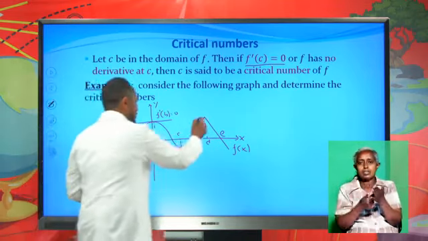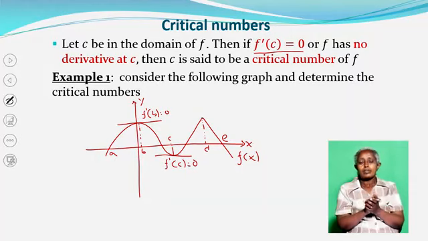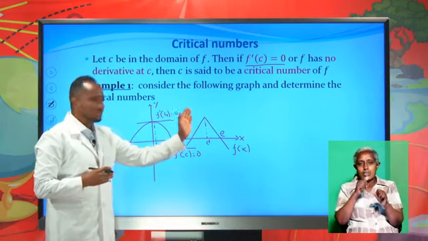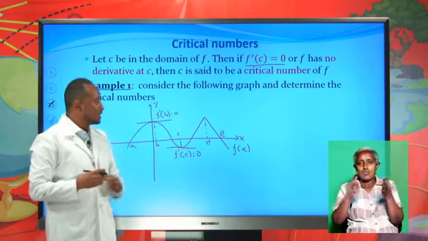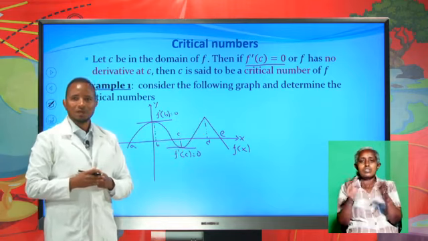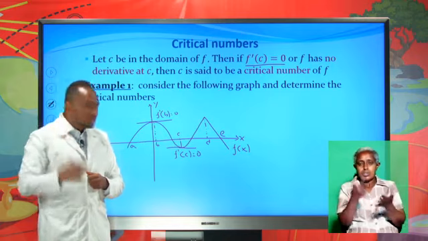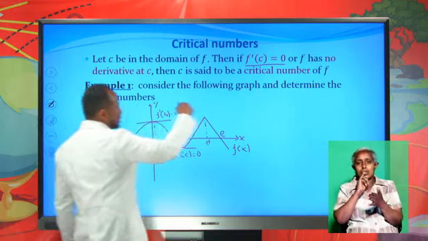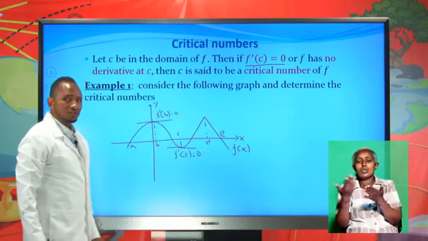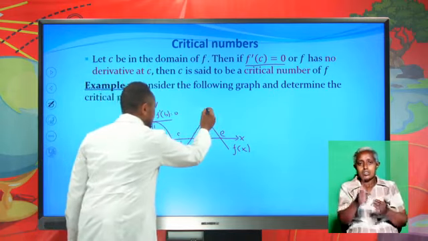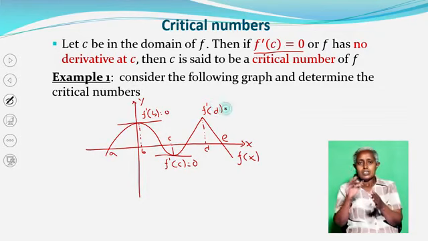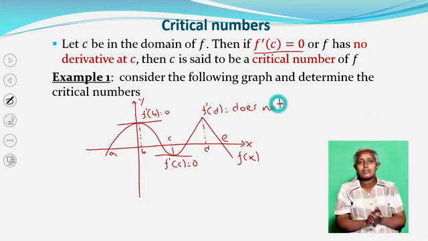If you see this point, it is a sharp point. So at this point, we can't draw a unique tangent line. So the derivative of this function at this point does not exist. So this is also another critical point, because a critical number is also found at a point where the derivative of the function does not exist. Therefore, at this point, the derivative of our function at D does not exist.